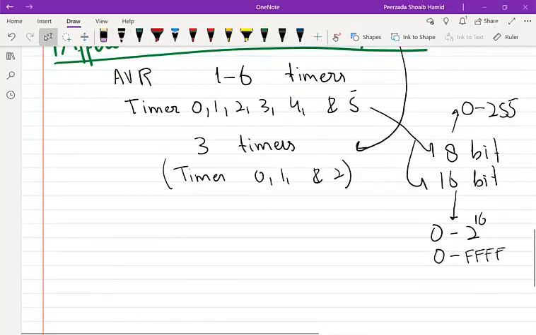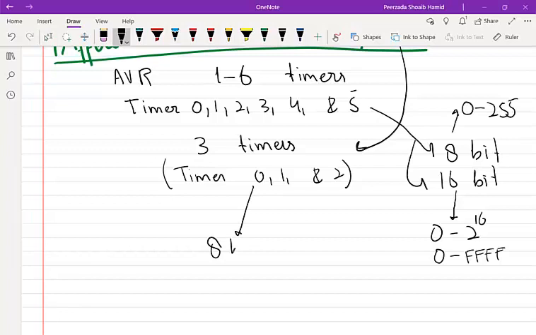In case of Atmega 328, we have only 3 timers: timer 0, timer 1 and timer 2. Timer 0 is an 8-bit timer. It will count from 0 to 255 or 0 to FF. Timer 2 is also an 8-bit timer. That means the counter register inside this timer is only 8 bits wide. But timer 1 is 16 bits.